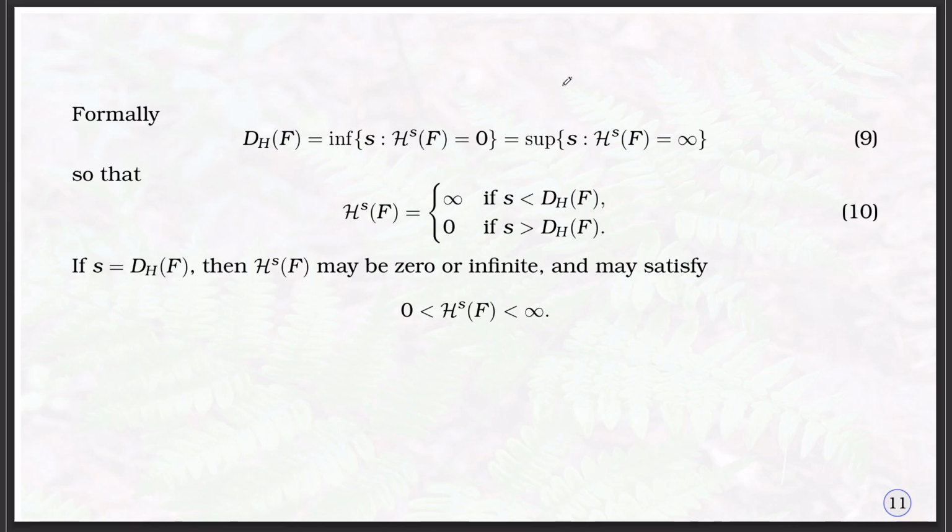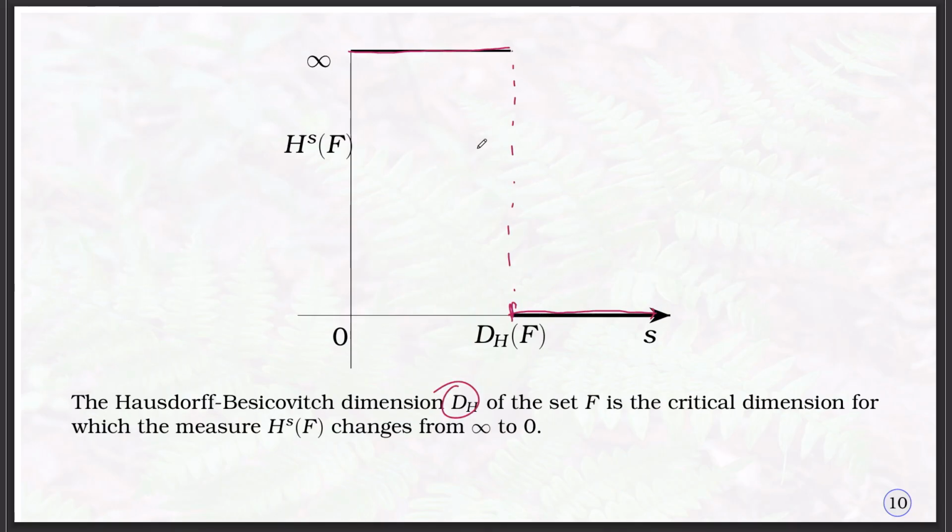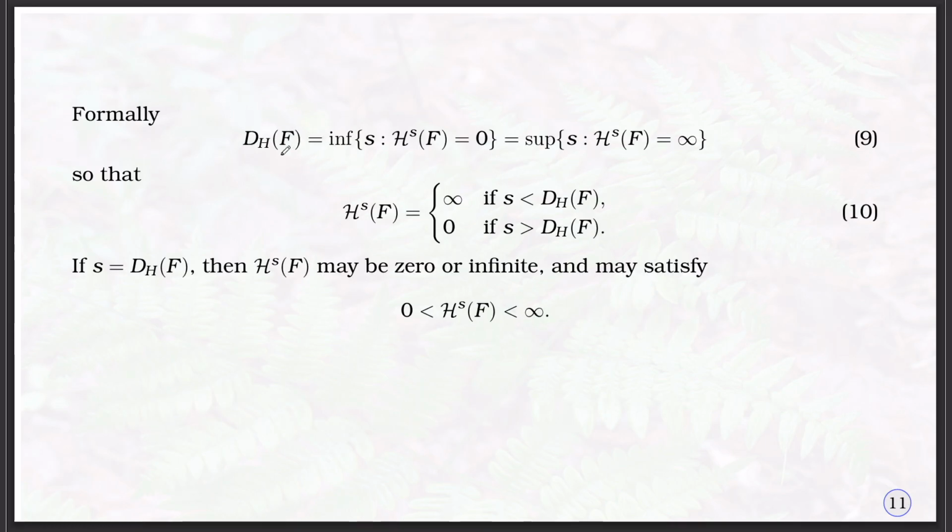Formally, this can be written as the infimum of s such that H^s of F equals 0. See, there are infinitely many points where this H^s of F is 0. Among all, we need to take the infimum. And where H^s of F is infinity, among all, we need to take the supremum. The infimum of this set and the supremum of this set have a common point, which we call the Hausdorff dimension of the set F.